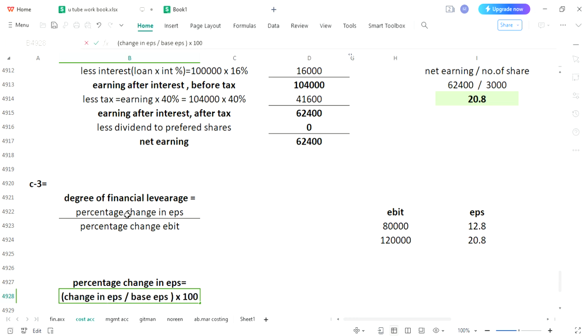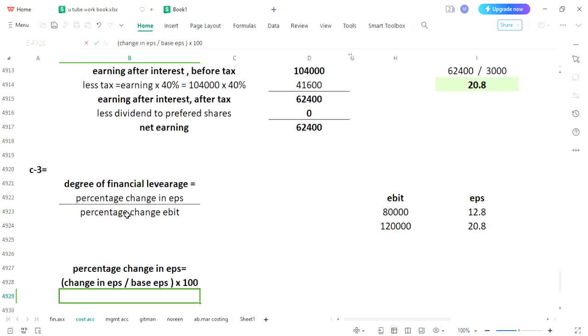A simple way to remember it: you have to put some base. As when you want to calculate your percentage of obtained marks, you take obtained marks divided by total marks, which is the base. So remember it in a similar way. Now let's see the change. To calculate your change, first EBIT was 80,000, second EBIT is 120,000. Simply subtract to calculate the change.